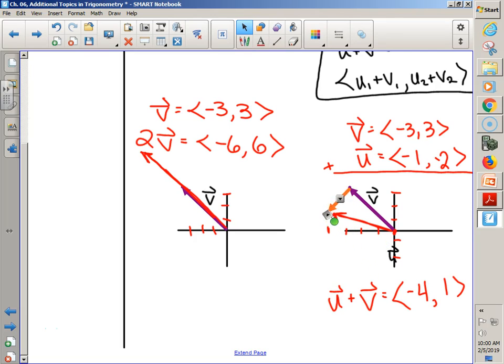Pick it up and move it. Where does this guy come from apart from the numbers? From the progression of the vectors.